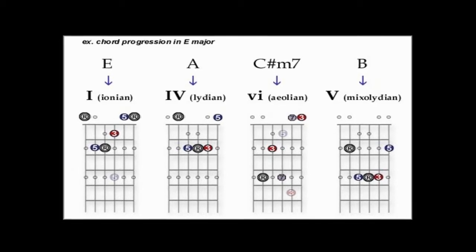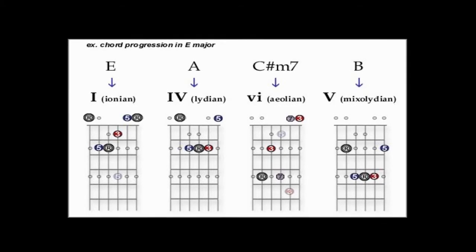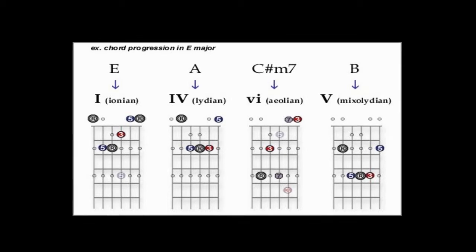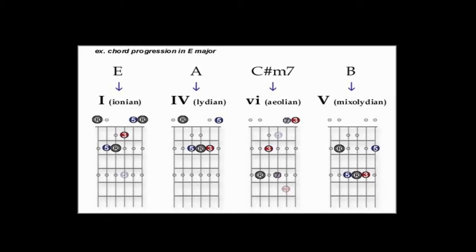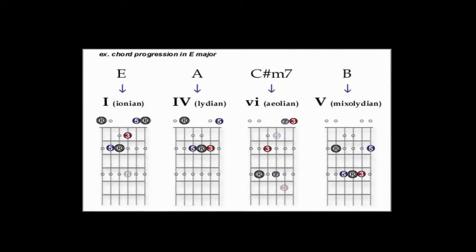If I were soloing, I could either play an E major scale over everything because that starting chord creates an E major modal sound, or I could play the individual scales that correspond with each chord. Feel free to go back, pause this, and look this example over to get a better idea of how it all works.